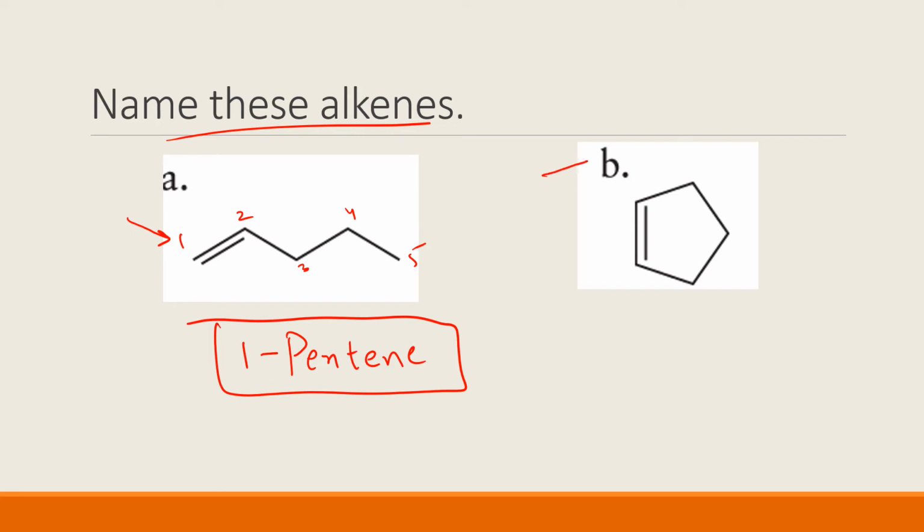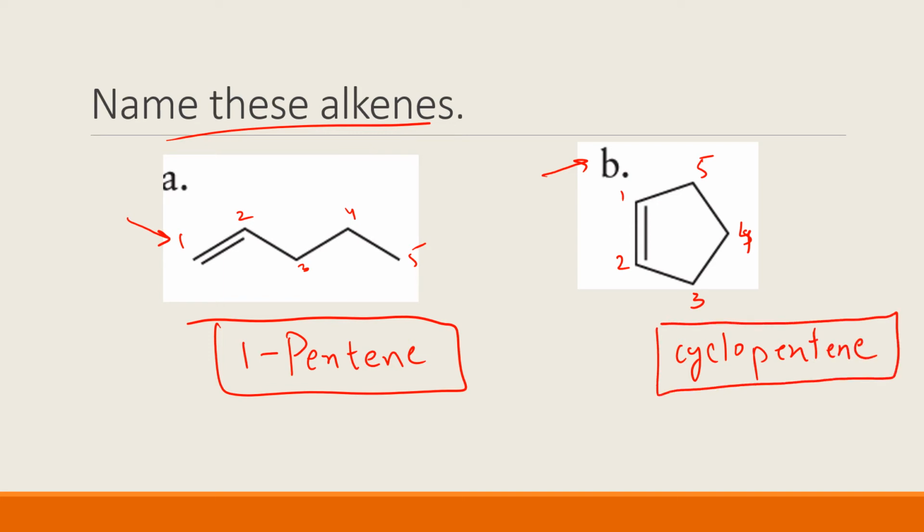In example B, we have a cycloalkene. Remember, we count from the double bond, so it would be number 1, number 2, number 3, number 4 and number 5. Again, it's a pentene, but it's a cyclopentene because it's a cyclic alkene. So cyclopentene, and no locator number is needed here because it is understood that carbon-carbon double bond begins at number 1.